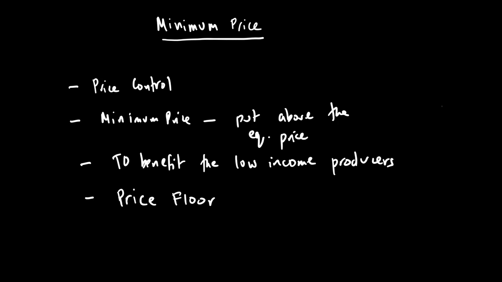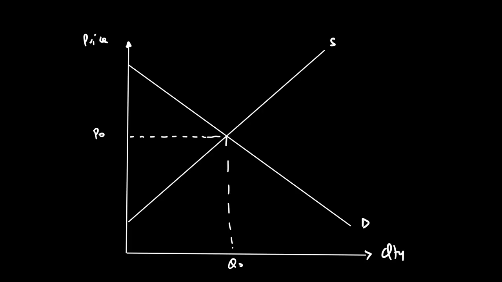So let's see this in terms of a diagram as to how minimum price works, and what are the possible issues that can come about because of minimum price. So let's say this is demand and supply of an agricultural good, and right now the price is P naught. If the government feels that this price P naught is too low, the government can put a minimum price, and that price is put above equilibrium. So minimum price is put above equilibrium. Let's call this price P min.